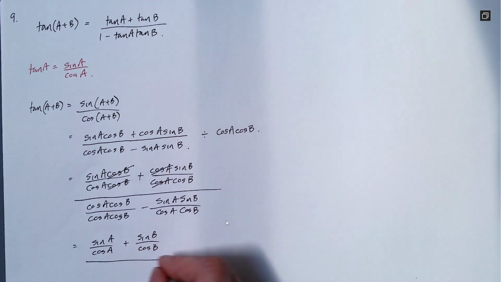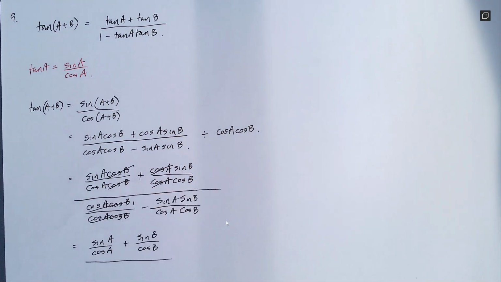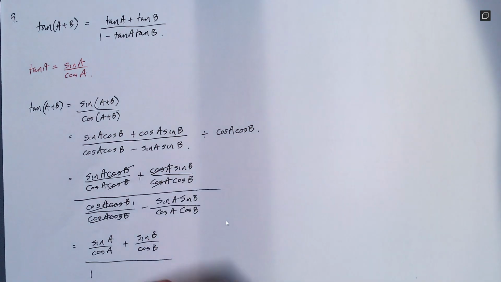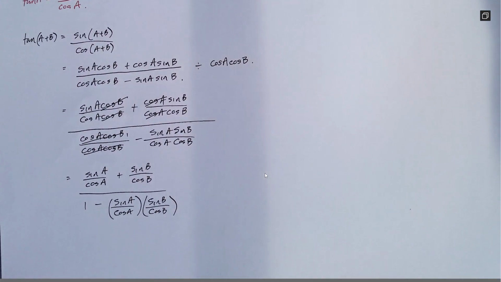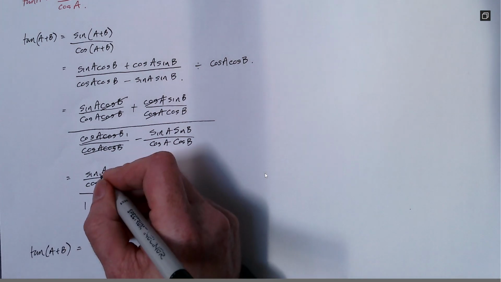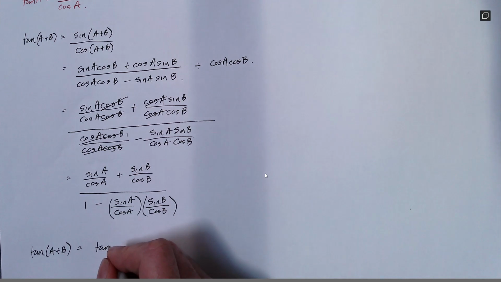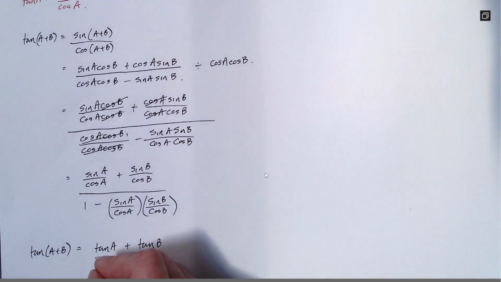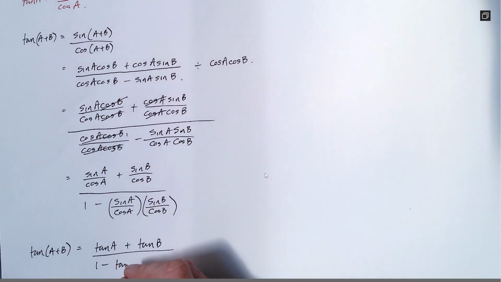So the formula becomes 1 minus, and then sin A over cos A times sin B over cos B. Then dividing through, this gives tan of A plus B equals tan A plus tan B over 1 minus tan A tan B.